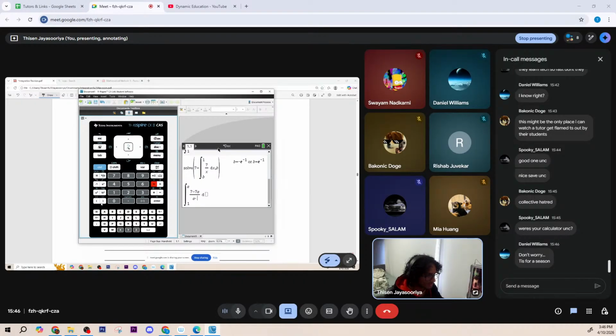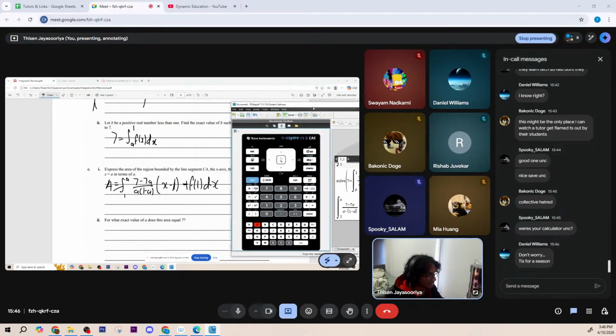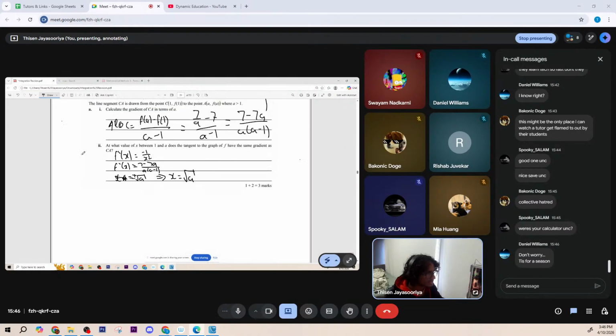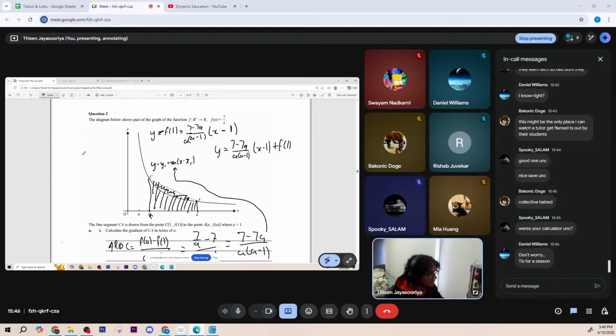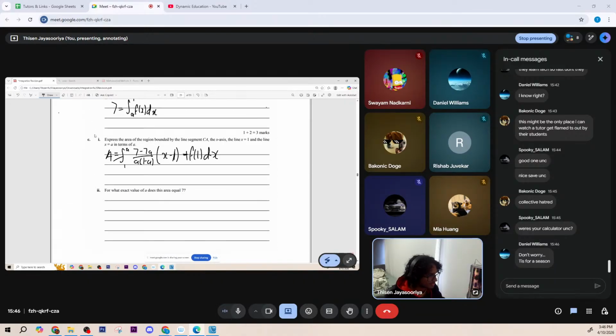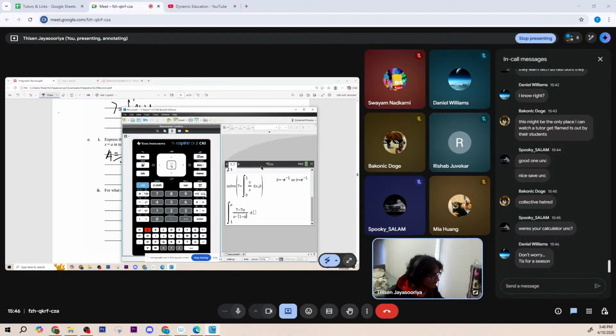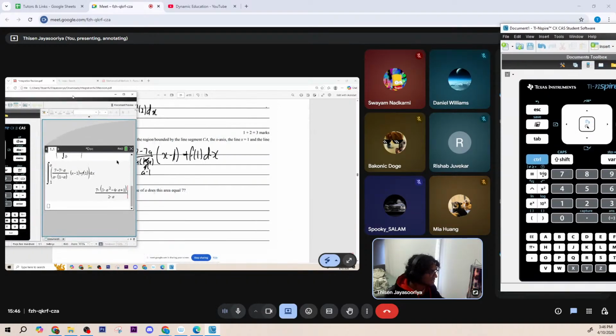So times by 1 minus a. Or is it a minus 1? Let me just check. It is a minus 1. Let me write this properly. So this is actually a minus 1, brackets, x minus 1, plus f of 1, and we get here dx. We'll get this as my expression, which doesn't actually look that bad.